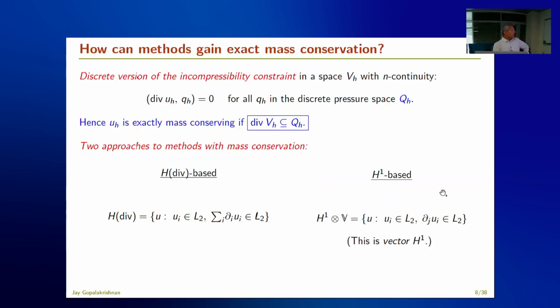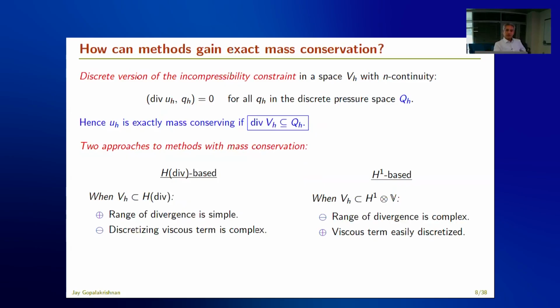Here are the trade-offs. If you use an HDiv-based method, then the range of the divergence operator is very simple. You can see it right from the de Rham complex. You know exactly what the divergence is. Divergence lands into the range of the divergence. What becomes complicated is you have a viscous term with a Laplacian and you have to discretize it.